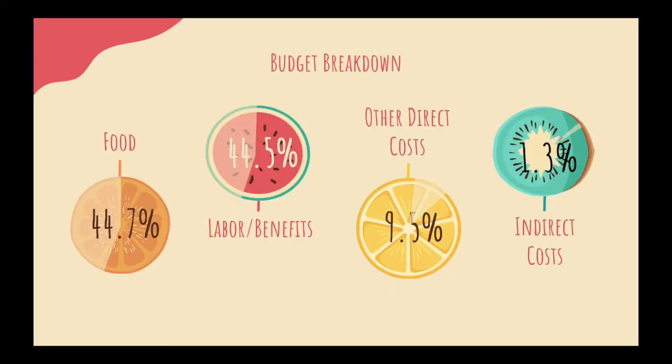And then if we just break down, like we mentioned, the additional grants for budgeting, 44.7% go towards food, 44.5% go towards labor and benefits, 9.5% go to other direct costs, meaning supplies, contracted services, equipment, utilities. 1.3% go towards indirect costs, such as facilities, administrative support.